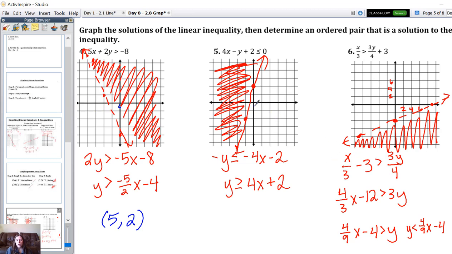In number 5, we could pick anything in this shaded region or anything along this line because it's solid. We could pick 0, 2, or we could pick -3, 4. Any of those are fine. And then a solution for number 6, since it's dashed, it can't be anything along the line, but it can be something in the shaded region, such as 4, -4.